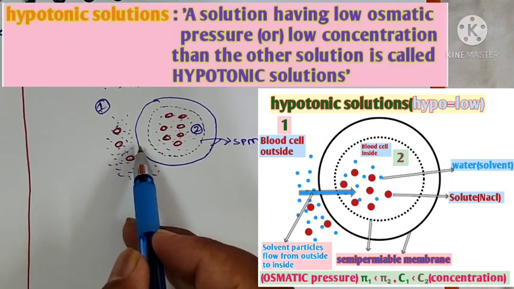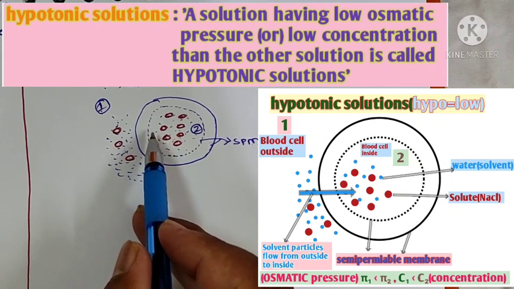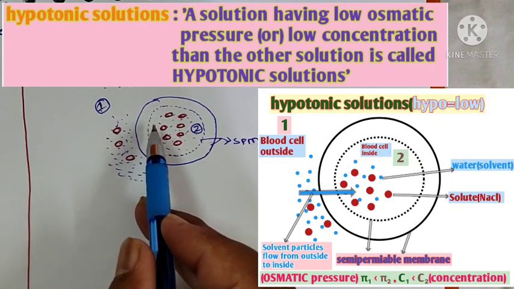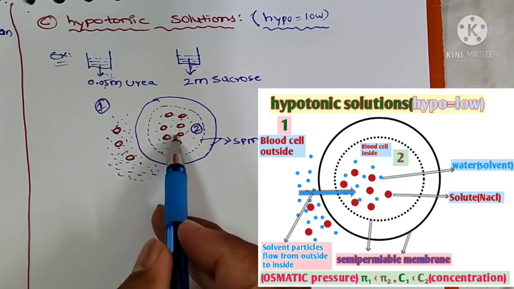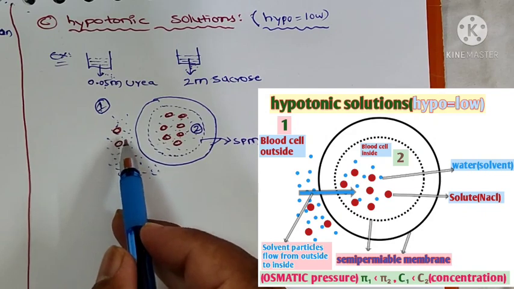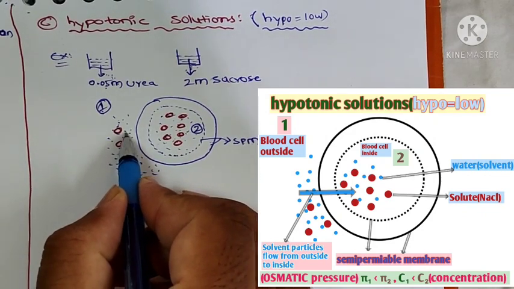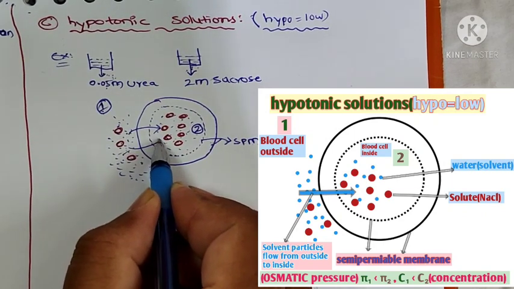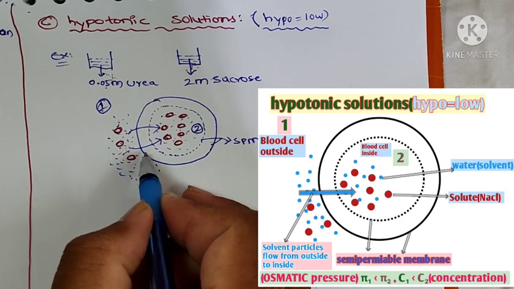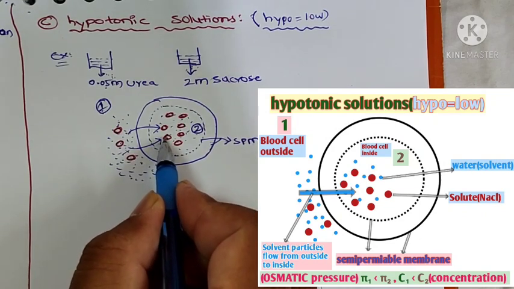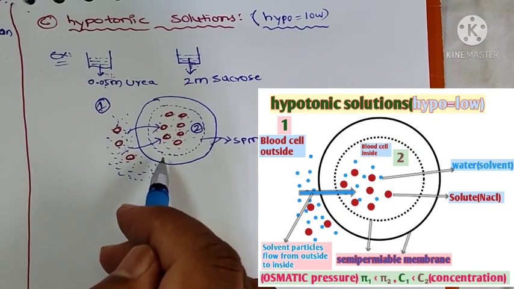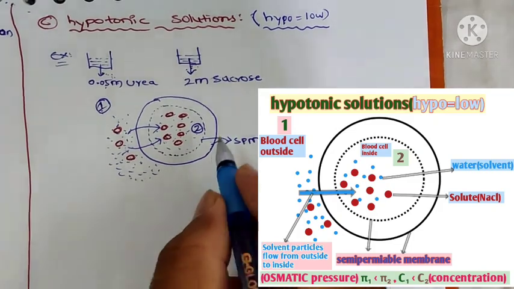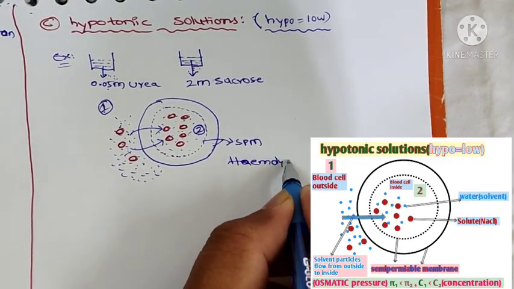So according to osmosis, the solvent particles flow from lower concentration area to higher concentration area. So this is the higher concentration area, and this one is the lower concentration area. Here the water molecules flow from low concentration area to high concentration area, meaning the water molecules enter into the blood cells. Then the blood cell will swell, and swelling of blood cell is called hemolysis.